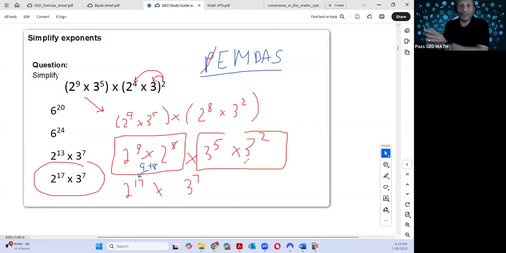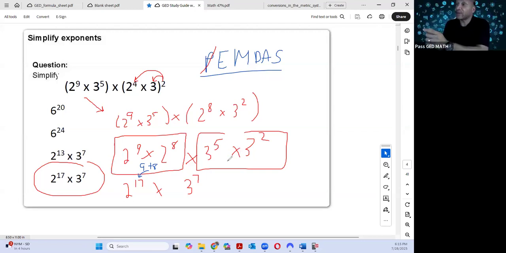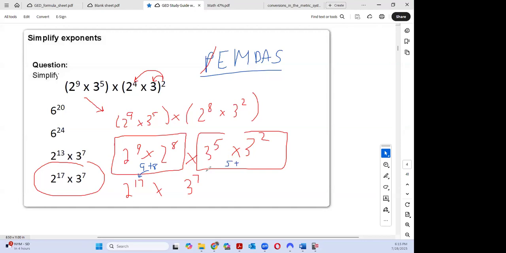Same thing here. We have the same base, 3. We're multiplying exponents with the same base, 5 plus 2 is 7, and I got 3 to the 7th. Got me? Yes.